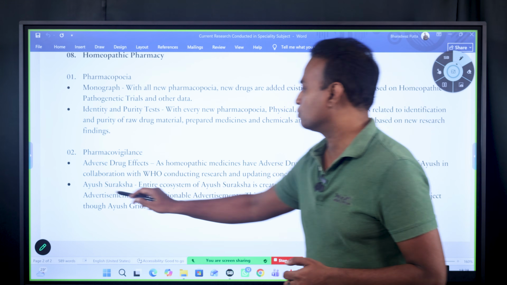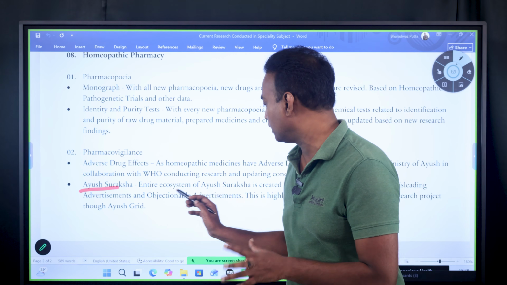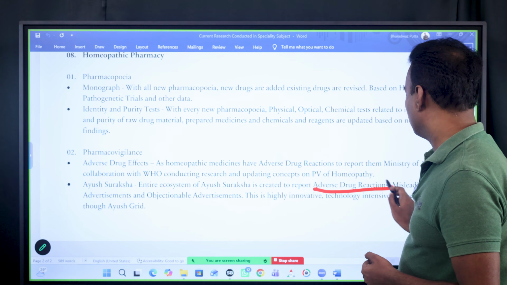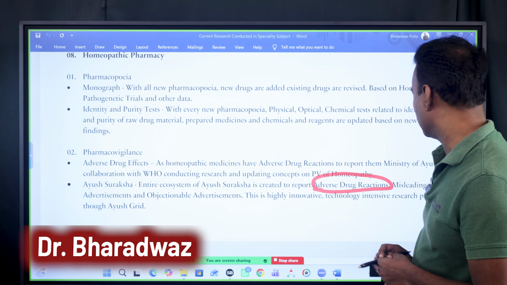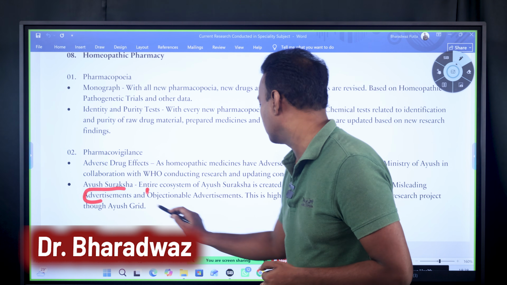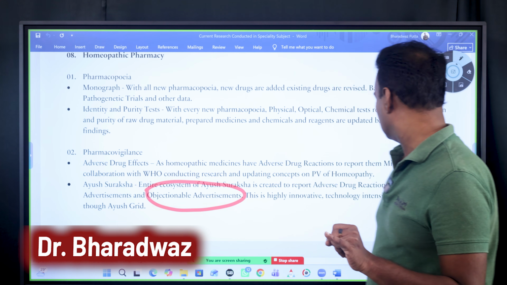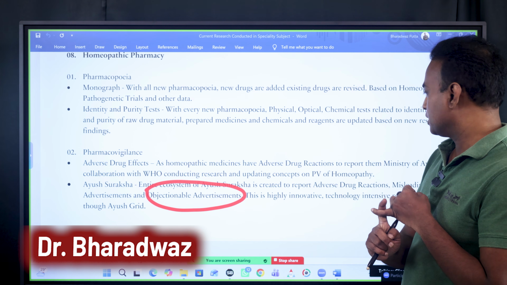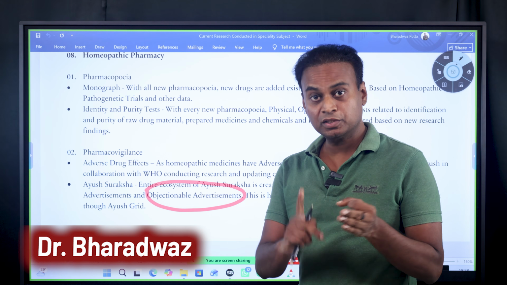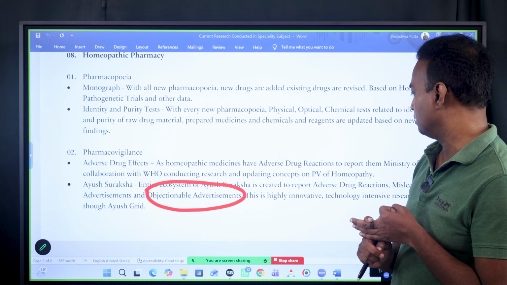What is that? Ayush Suraksha. Ayush Suraksha is an entire ecosystem for Ayush to report adverse drug reactions. Whatever the adverse drug reaction, we are reporting it, and also misleading advertisements and objectionable advertisements. So these are the three things: adverse drug reactions are being reported, misleading advertisements are being reported, and objectionable advertisements are being reported.